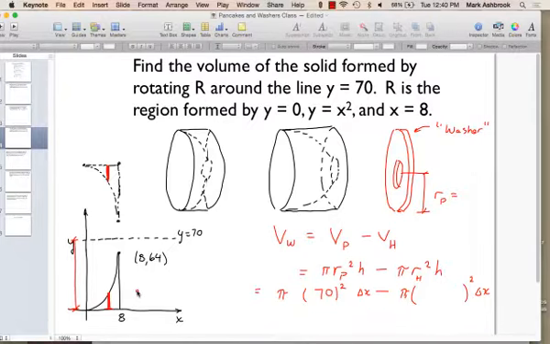So the radius of the hole, I'll do it in blue, would be from 70 minus x squared. So that's R sub h, what I'm showing in blue. Is that an x coordinate, a y coordinate, a change in x, or a change in y? That radius. Change in y. It's a change in y.